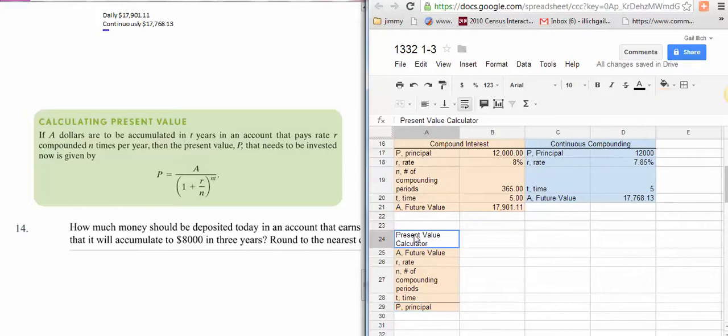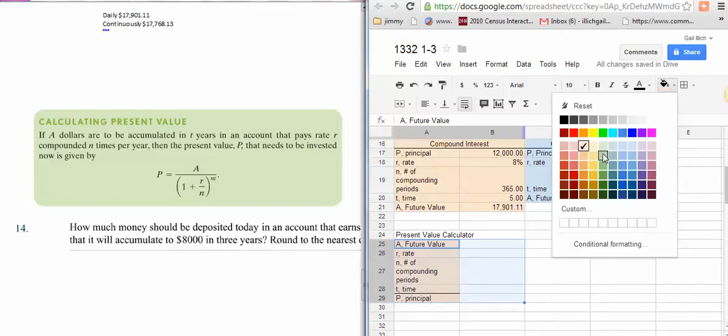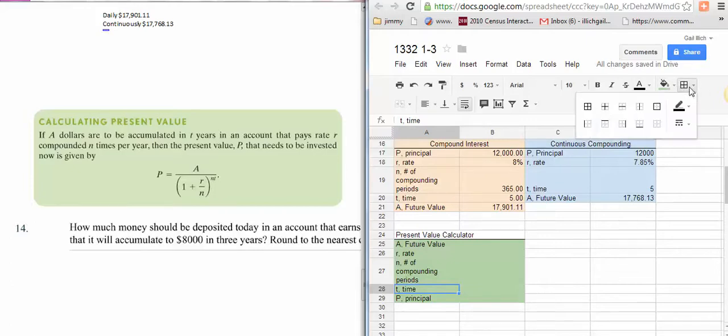Now I'm going to merge so it looks kind of pretty. So I'm merging that title, which is the present value calculator. I'm going to underline it because that looks cool. And then I'm going to change the color on this one because this is a new little calculator. What color y'all want? Green? That's fun. All right. This one has a bar on the bottom of it, so I want that off, so I'll do no borders. I think that'll work.